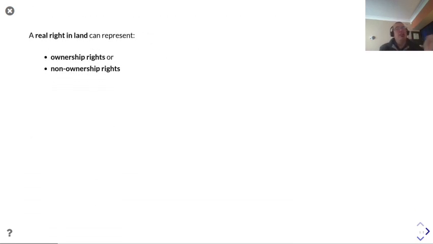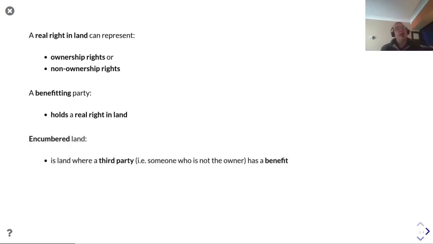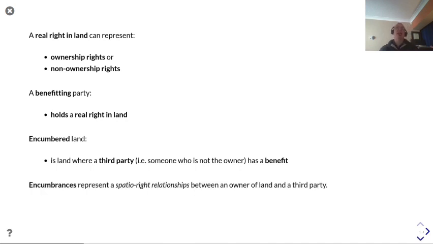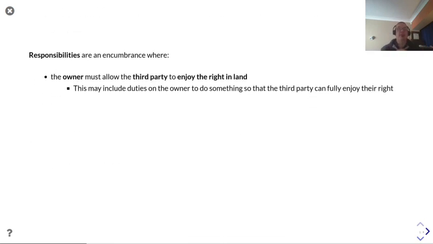So a real right in land can represent ownership rights or non-ownership rights, as we've already detailed in our dartboard of rights. A benefiting party holds a real right in land. Encumbered land is land where a third party, i.e. someone who is not the owner, has a benefit. And encumbrances represent a spatio-right relationship between an owner of land and a third party. So we're seeing these party, right and land relationships coming together in quite sophisticated ways.